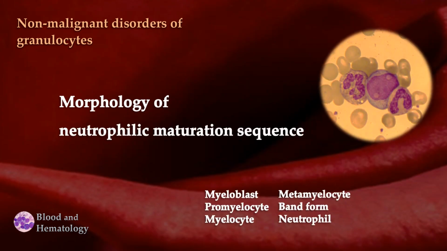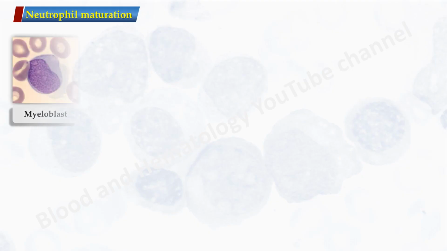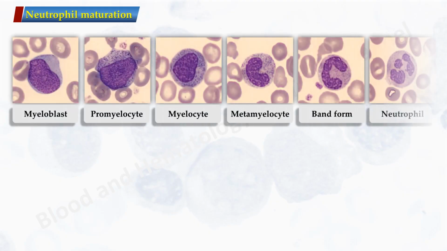This video is about morphology of neutrophilic maturation sequence. The neutrophil undergoes 6 morphologically identifiable stages in the process of maturation. These stages include myeloblast, promyelocyte, myelocyte, metamyelocyte, band and segmented neutrophil.